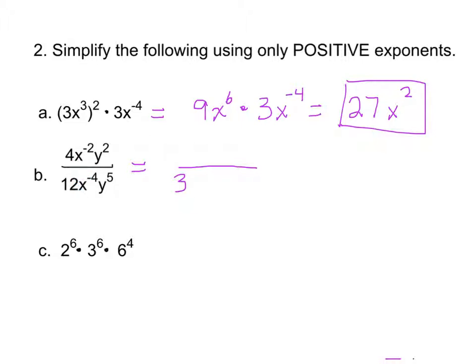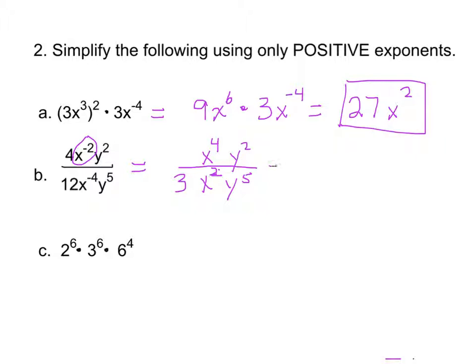So we can actually think about it as moving this x to the negative 4 up to the top. That becomes an x to the 4. Moving this x to the negative 2 to the denominator, oops, becomes a positive 2. And then the y's will just stay the same.